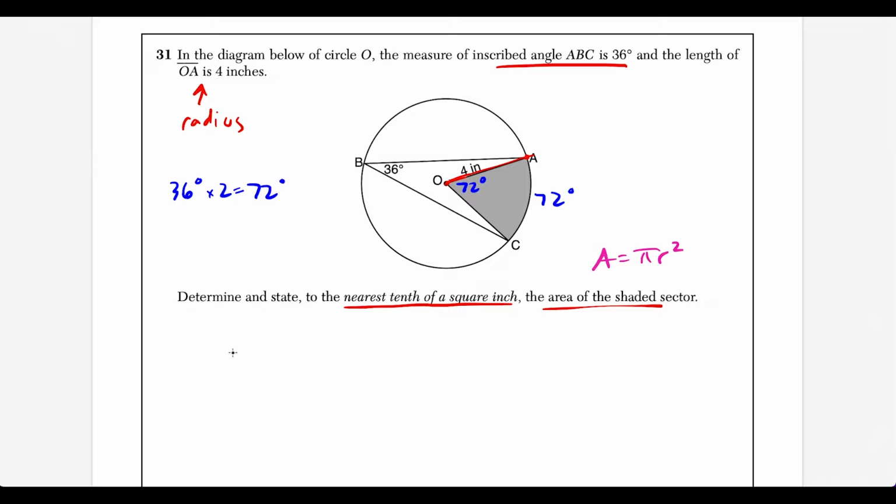So here I'm going to say that the area of the shaded sector is pi times r, the radius is 4 inches, and that's being squared, but we're not finding the area of the entire circle. We're taking just this slice of the circle like this. So we're taking 72 degrees out of the entire 360 degrees that's available to us. Now notice the units just kind of cancel out like this, and now the rest is just calculator work.